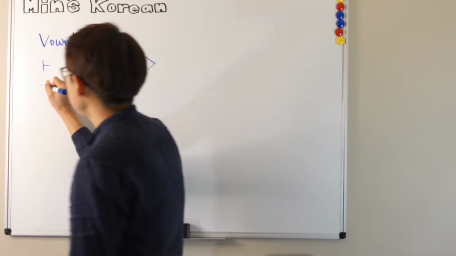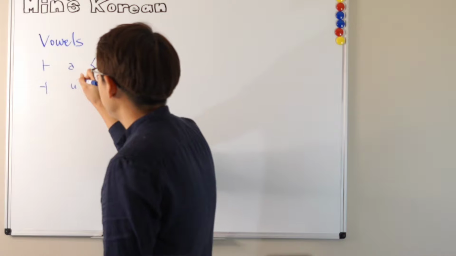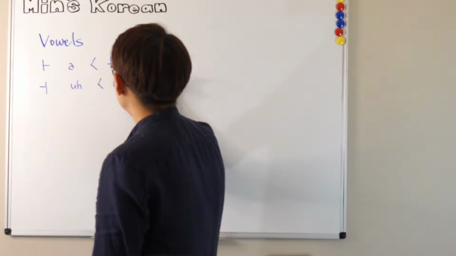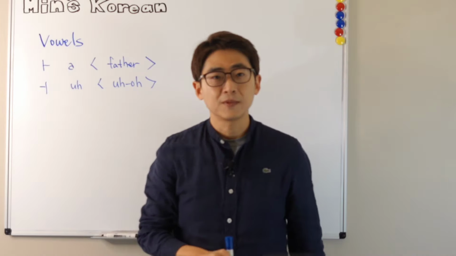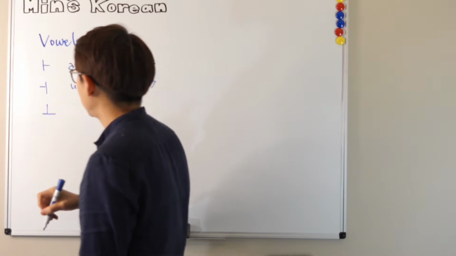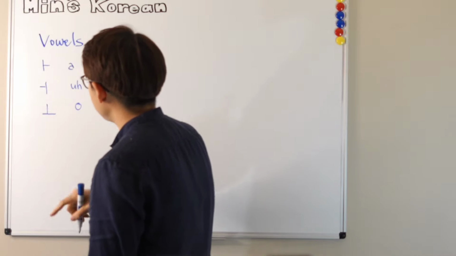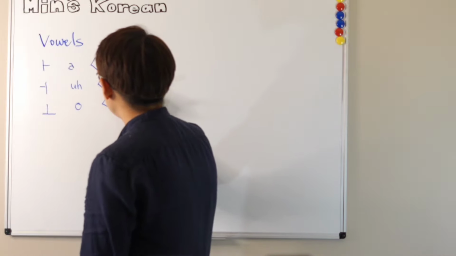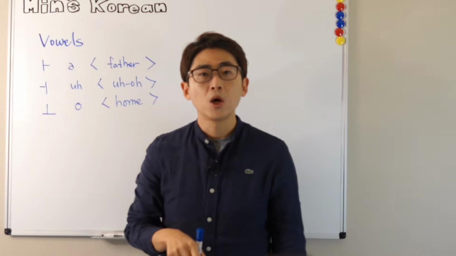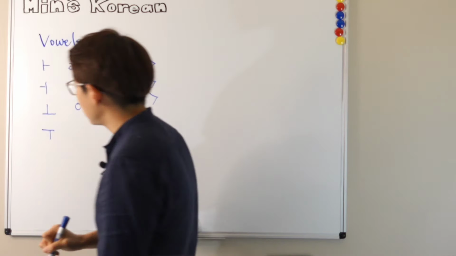father. So A as in father. And the next one is aw. The English representation is UH as in uh-oh. Okay? And the next one is O as in home. And English is O as in the word home. O, home.